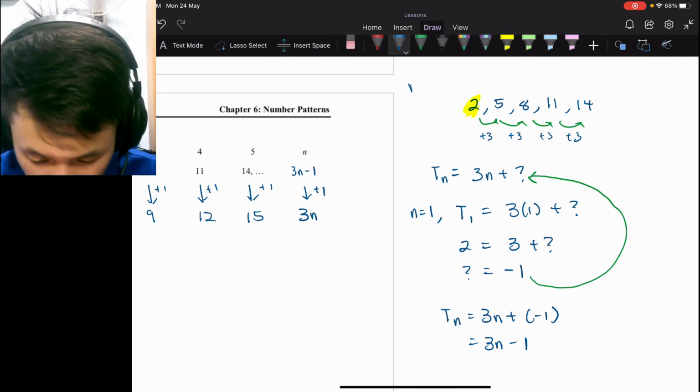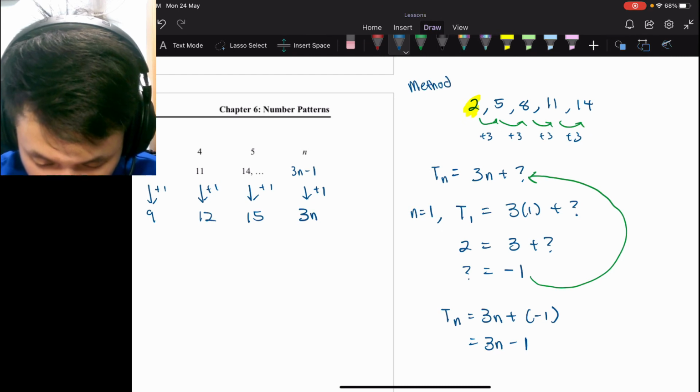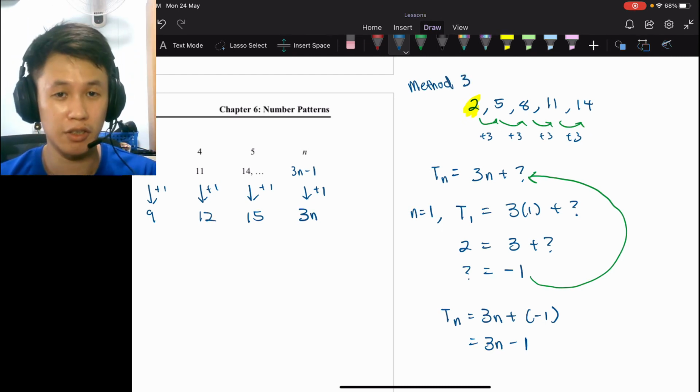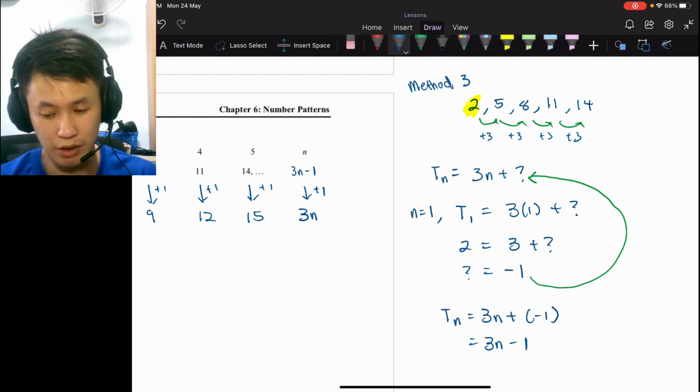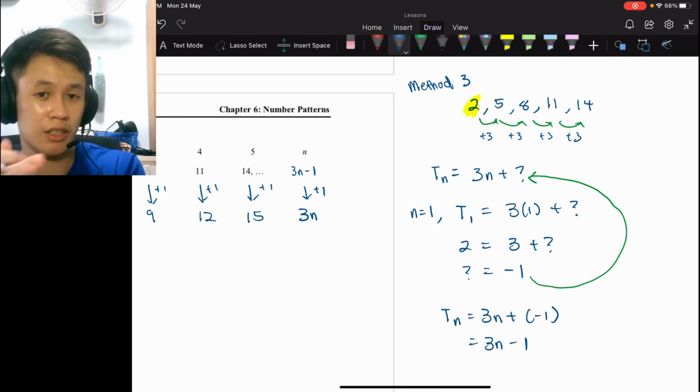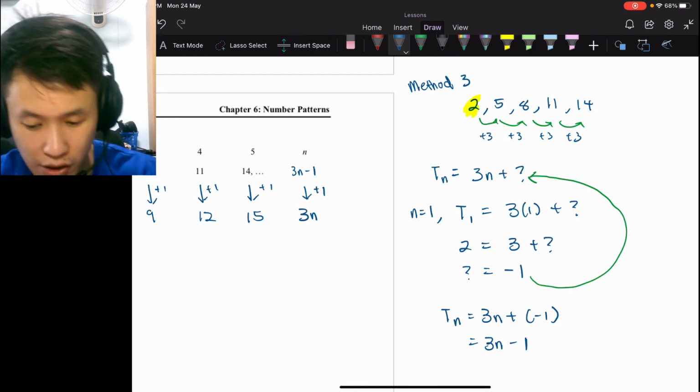This is method 3, when it comes to finding your general term. Actually, this is very similar to some of them here, but I'm just reversing this idea of general terms to actually find the general term.